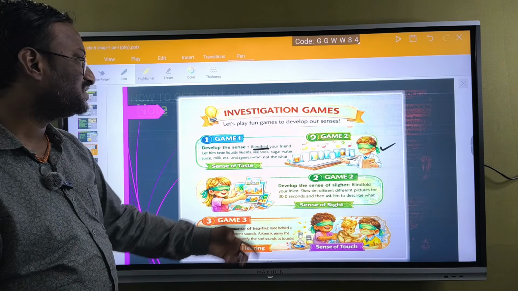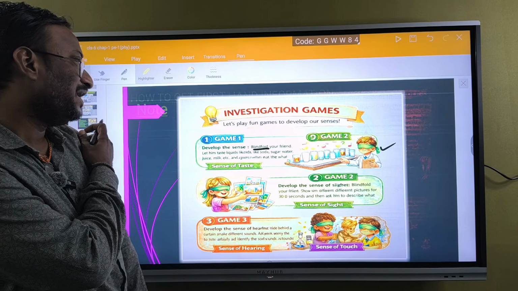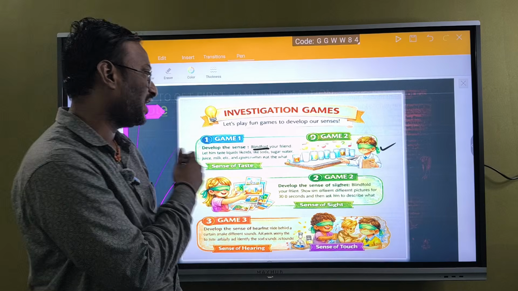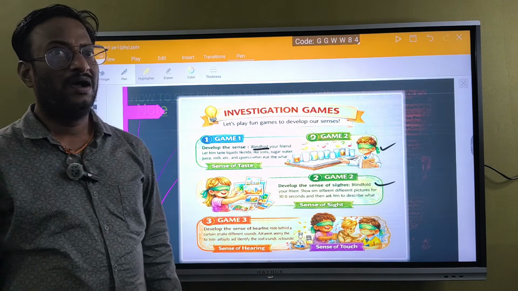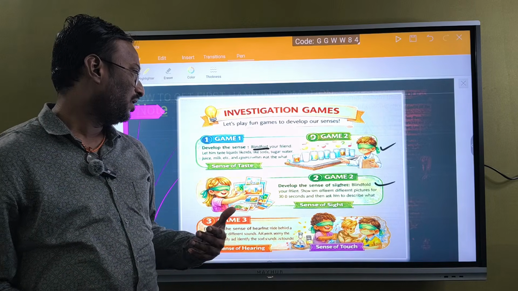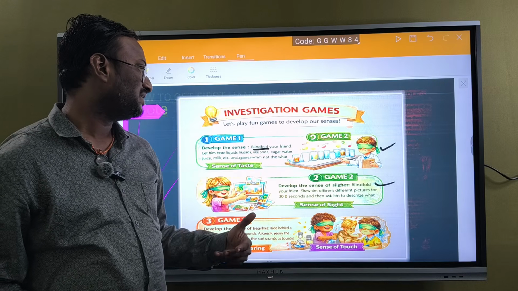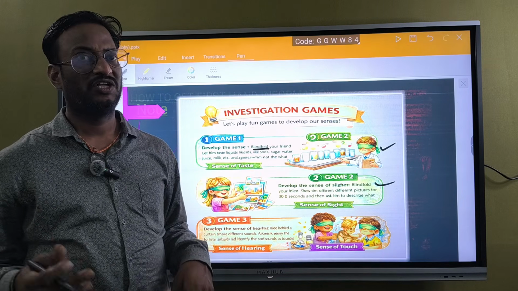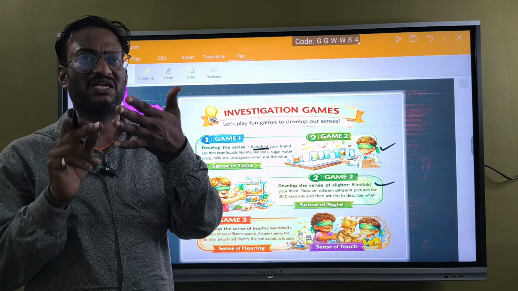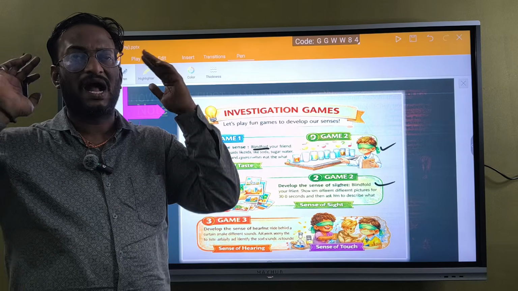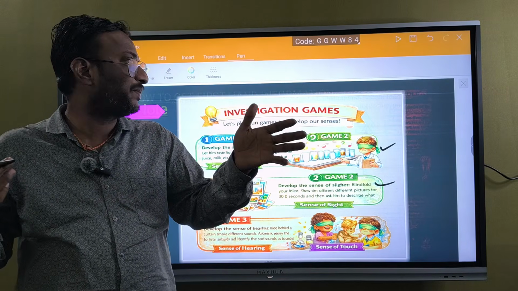Next one, develop the sense of sight. Blindfold your friend, show him different pictures for 30 seconds and ask him to describe what it is. You show him one picture for 30 seconds, with many different kinds of things in it, and ask him to close the eyes and tell what things he has observed in that particular picture.